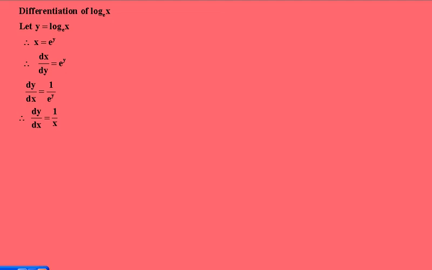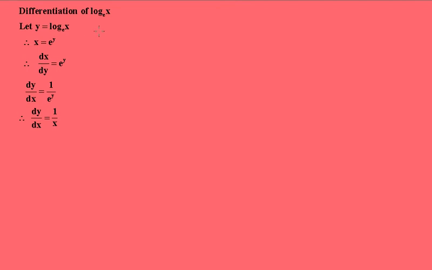Okay, now we've differentiated e to the x, we're going to go on and differentiate log x to the base e. So again, we're going to let y equal log x to the base e. Now then we're going to convert this back into the exponential form, right? Remember how it goes, I've rearranged it a little bit.